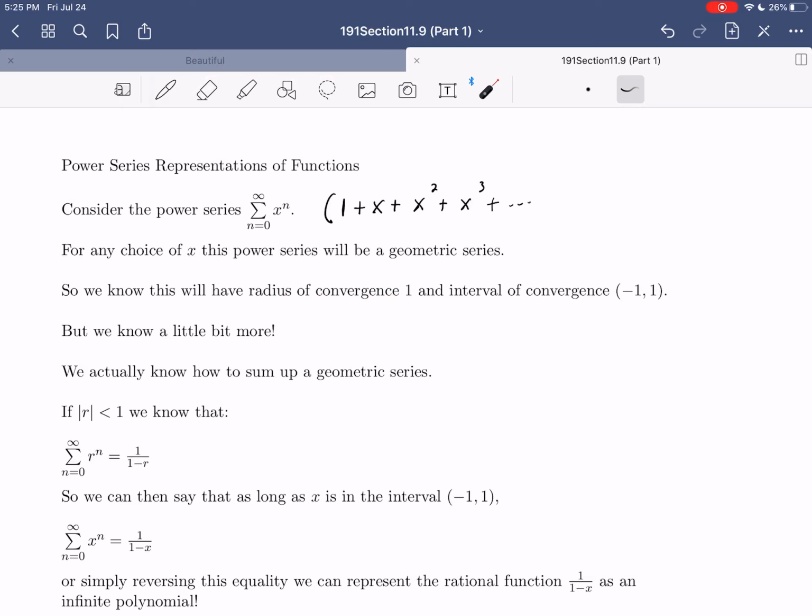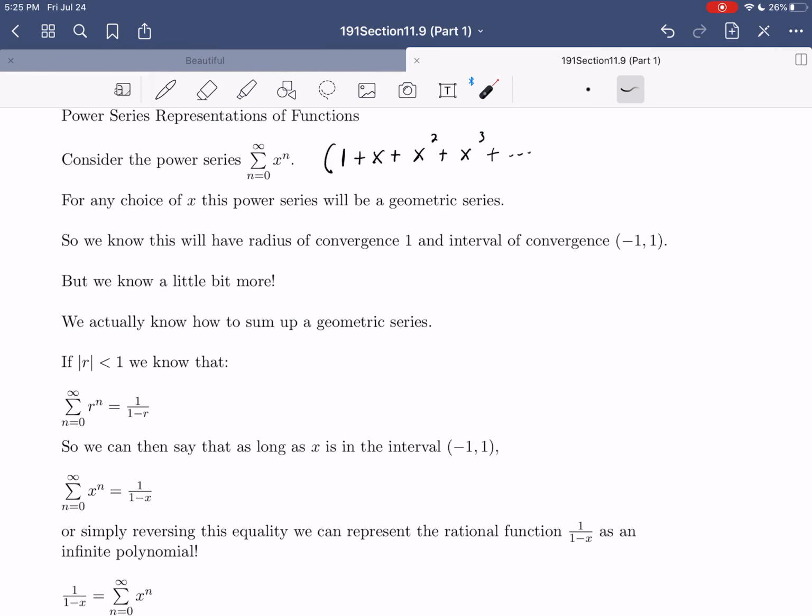But actually, that's quite a bit that we know about this power series, but we know even a little bit more. Because it's a geometric series, we actually know how to sum up this series. If we're in that radius of convergence, where the absolute value of r is less than 1, we know that the sum from n equals 0 to infinity of r to the n is 1 over 1 minus r. This was the geometric series formula. This is one of the first things we established way back in section 11.2.